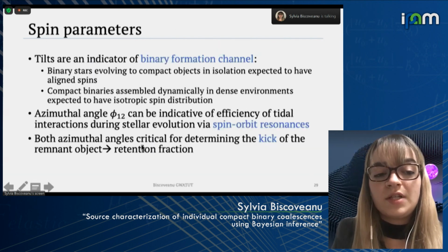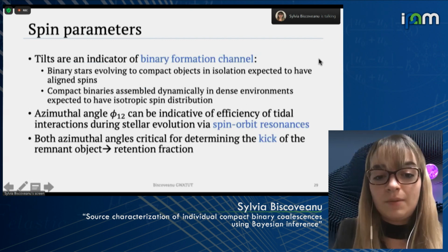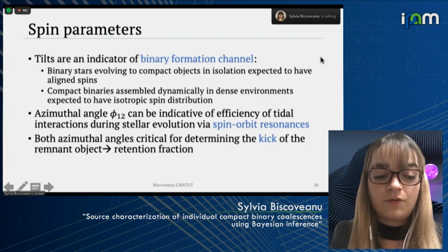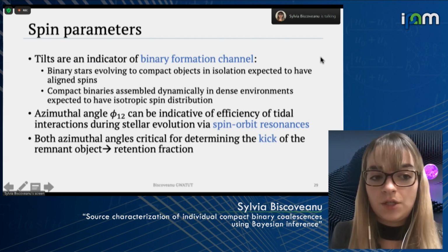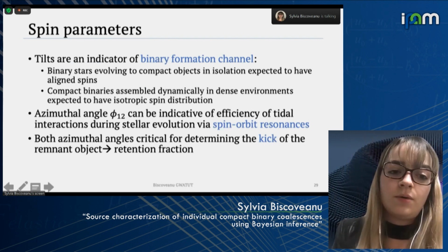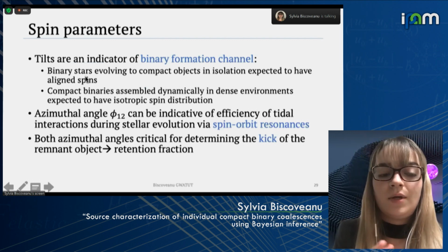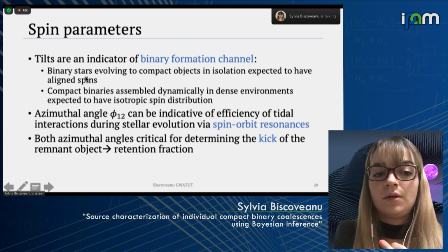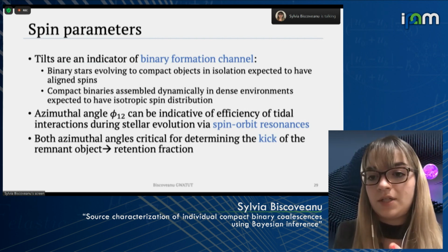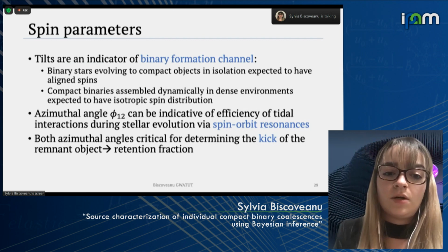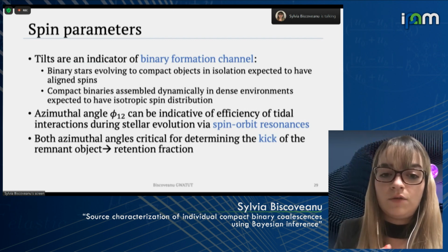And the reason that we want to measure the spin parameters is, again, they can tell us about the interesting astrophysical processes that lead to the formation of these binaries. So typically, there are two main formation channels that we think lead to the double compact objects that are then eventually observed with LIGO. The first is what's called the isolated binary evolution formation channel.